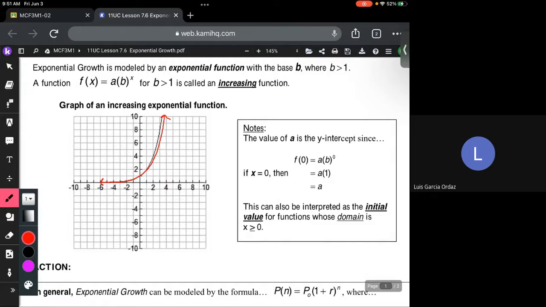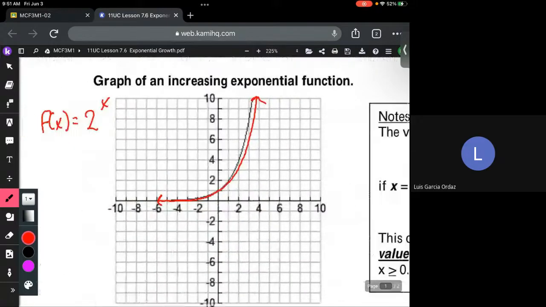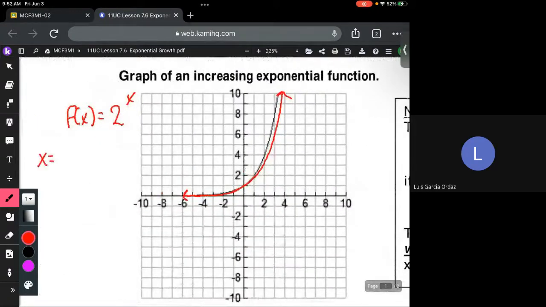So let's say I have f of x is equal to 2 to the power of x, and I'm asking you guys to solve for x is equal to negative, let's say 20. So if I plug in x for negative 20, I'm going to get f of x is equal to 2 to the power of negative 20. How do I change that so it becomes a positive exponent? You flip it.